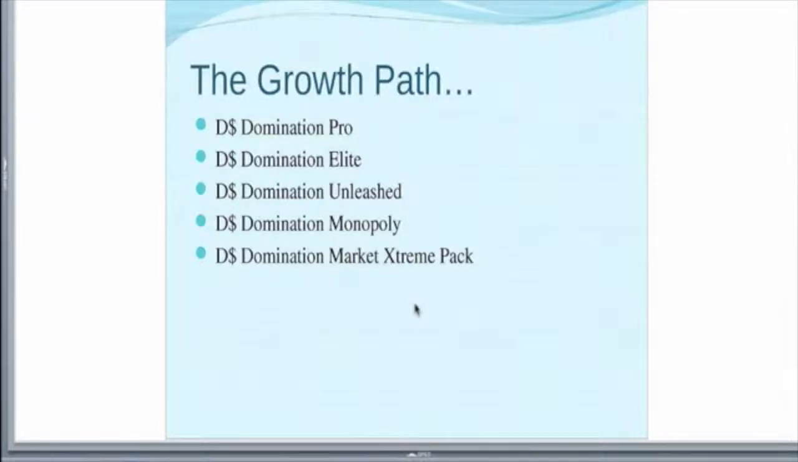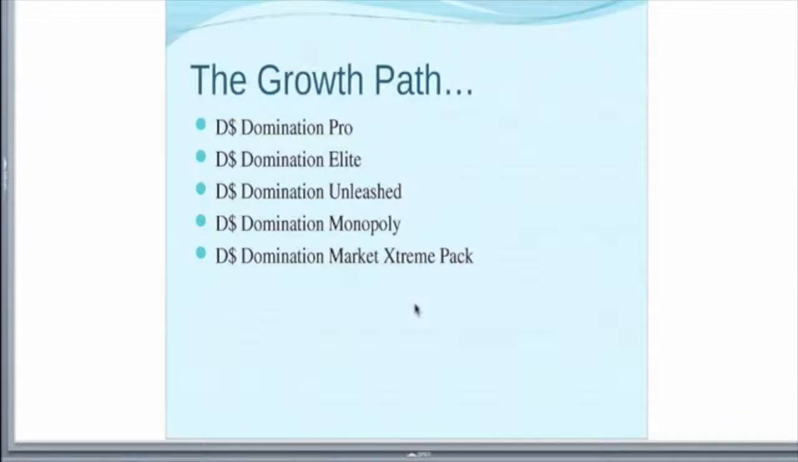In this entire scenario only Pro and Elite are monthly; Unleashed, Monopoly and Market Extreme are one-time payments. But the beauty is that once you make more money in Pro than you have to spend on Elite, only then should you go and purchase Elite, not before that. That is not advisable. Even if I advise you like that, I'm giving you wrong advice, and I'm telling you straight in front of your eyes. So do not do that. That's a mistake. Don't buy all the products together.